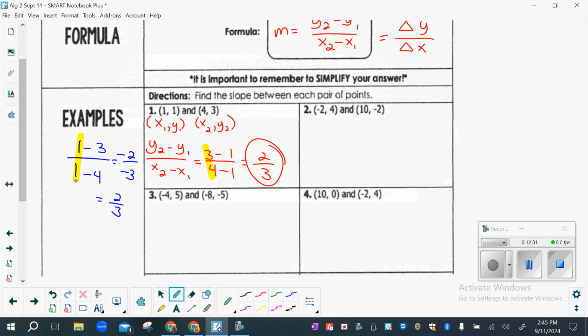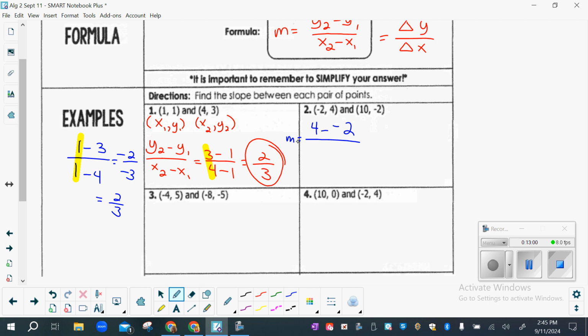Okay, so number 2, a little bit harder. Again, using that formula, I'm going to start with either y. So I'm going to start with the 4. Doesn't matter. I'm going to start with the 4. So it would be 4 minus what? -2. Really common for students to put just 4 minus 2 there, but it's 4 minus a -2. Does that make sense? And then I put m equals.